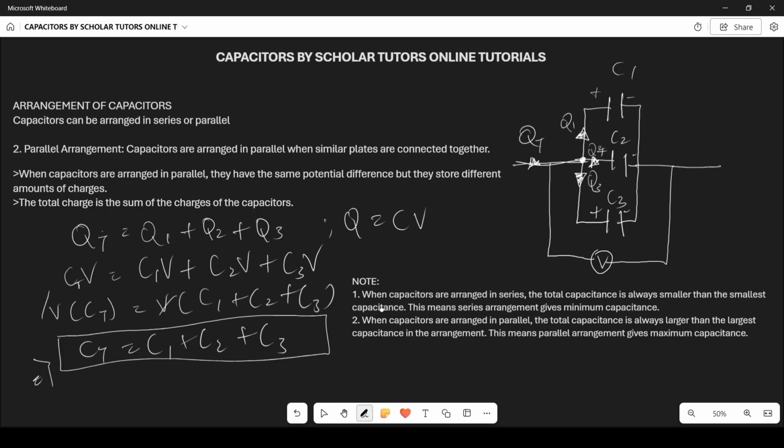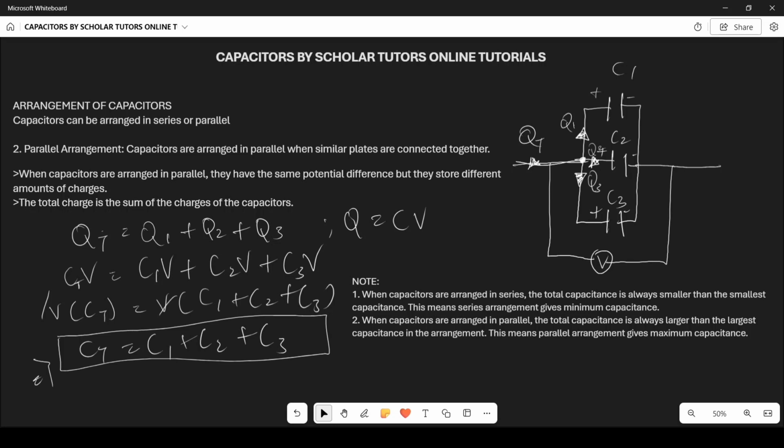I also want you to know that when capacitors are arranged in series, the total capacitance or the effective capacitance is always smaller than the smallest capacitance. You see, in that formula, it is adding 1 over this plus 1 over this. So when you finally add all the 1 overs together, it is smaller than the smallest capacitance in that circuit.